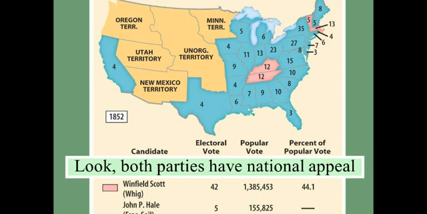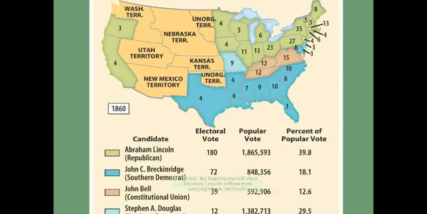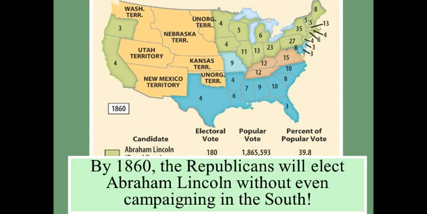Ooh, both parties have national appeal, so they're all over the place now. The Whigs are kind of dropping out, but we have some other interest in the other territories. So now we have some national appeal. And then, ooh, Republicans in the North, Democrats in the South. And by the time we hit 1860, we are uniformly split. And the Republicans will elect Abraham Lincoln, and he doesn't even campaign in the South. He didn't carry a single Southern state. We're going to explore that a little bit later.